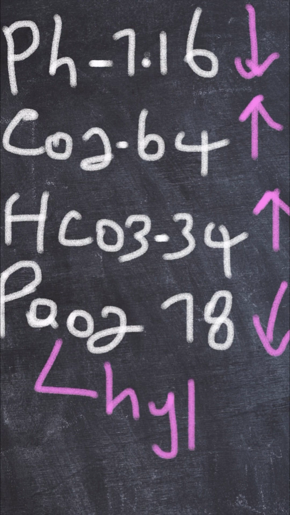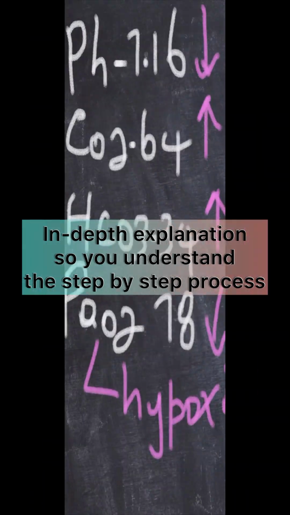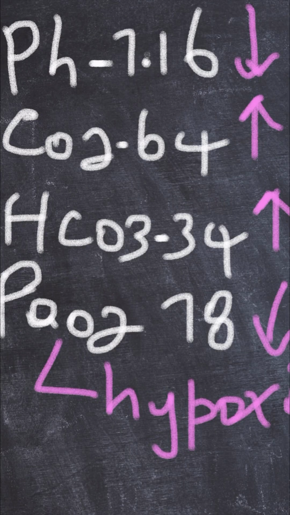So is this a metabolic or a respiratory issue? Remember, if it is a metabolic issue, the bicarb and the pH would be going in the same direction. In this case, the bicarb and the pH are not going in the same direction, so we know it's not metabolic. If it is a respiratory issue, the pH and the CO2 will be going in opposite directions. In this case, the pH and the CO2 are going in opposite directions. So here we confirm that this is a respiratory issue.